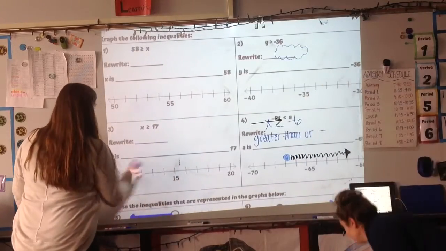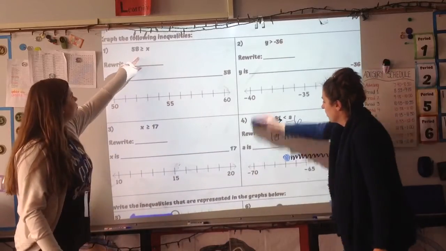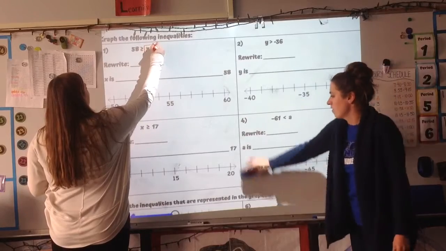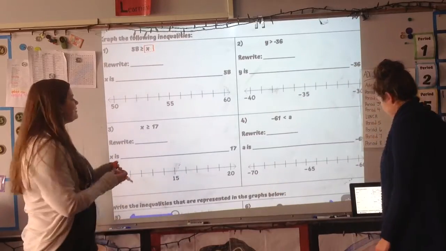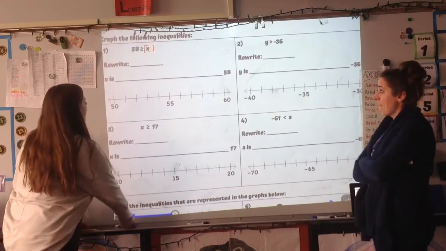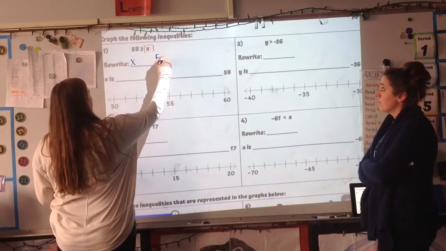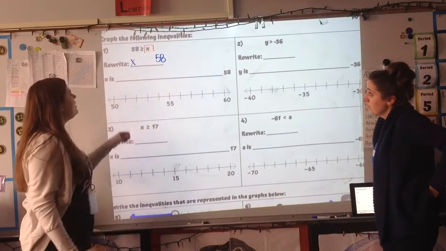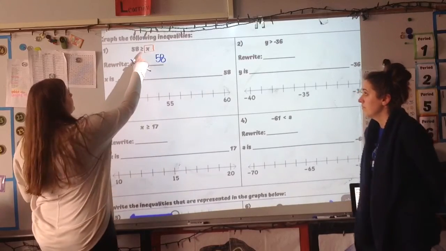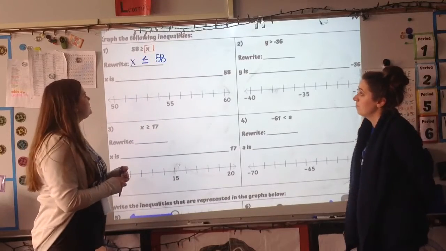Alright, so if we look at example 1, we have 58 is greater than or equal to x. So remember, we want to find which side our variable is on. Since it's on the right side, we have to rewrite our equation so that it's on the left side. So I'm going to switch them. My x is going to be on the left. My 58 is going to be on the right. And I need to flip my sign since I flipped my variable and numbers. So instead of greater than or equal to, I'm going to write a less than or equal to sign.